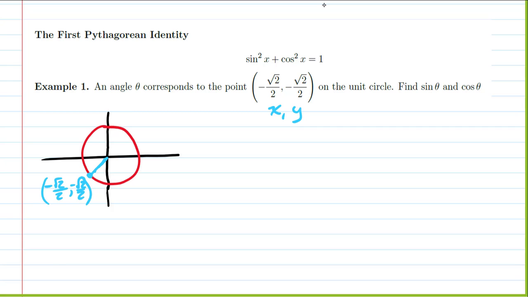So our angle has its initial side, the positive x-axis, and goes to here. So this would be my angle. Theta would be the rotation from the positive x-axis to that terminal side whose point lies on the unit circle at -√2 over 2 and -√2 over 2. Okay, so we've got this triangle there.